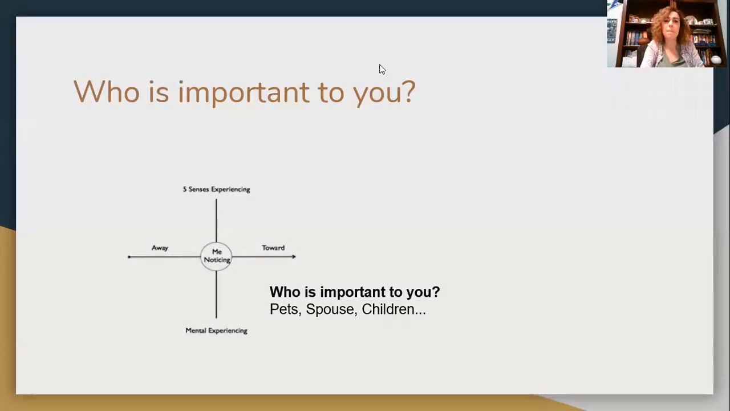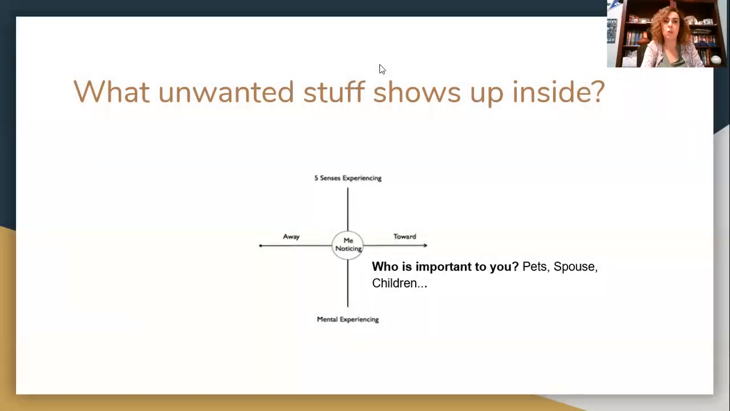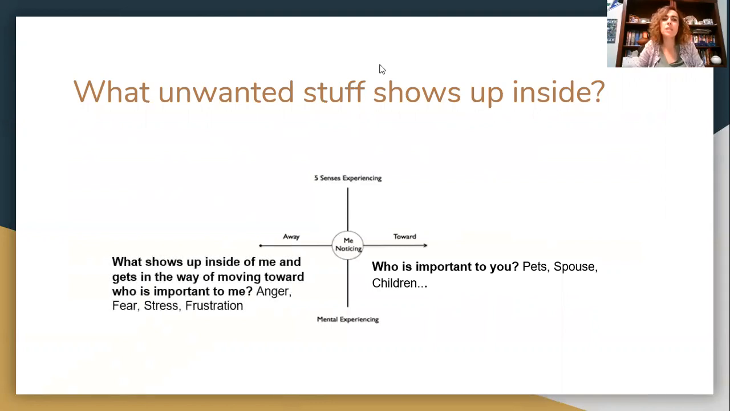And now let's think about, in our lower left-hand quadrant, what's some of the unwanted stuff that shows up. What I mean by that is, what are some of the things that show up inside of you and get in the way of moving toward who or what is important to you, right? It could be thoughts, it could be feelings. It could be feelings of anger, fear, feeling stressed, feeling frustrated, tired. We all experience them.